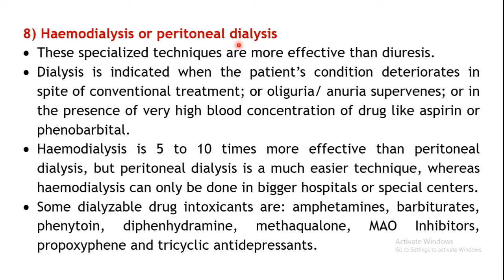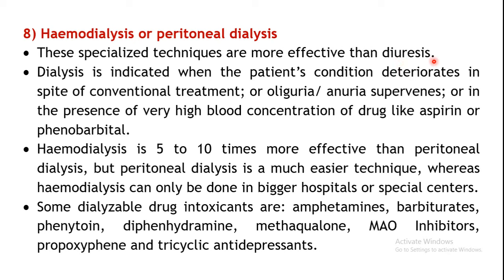Peritoneal or hemodialysis. Hemodialysis means dialysis of the blood. Okay, in peritoneal dialysis, the peritoneal fluid is removed out of the body. It is passed through certain substances which will absorb all the poisonous or toxic substances, and then the fluids are returned back to the body. So here in this case, the blood is dialyzed. Okay, so these are specialized techniques which are even more effective than the forced diuresis, which is induced to remove the drug which is there in your systemic circulation.